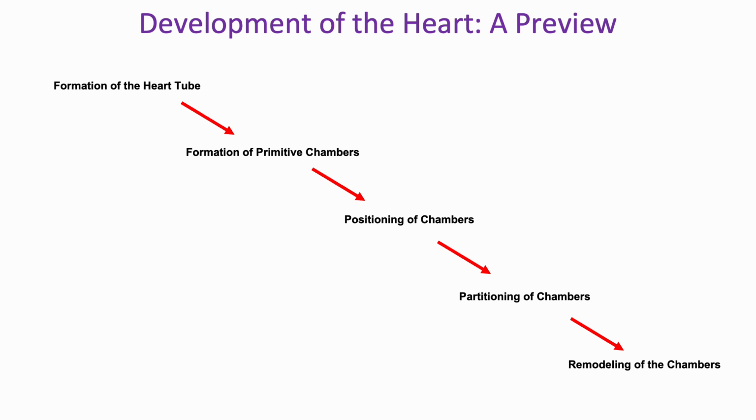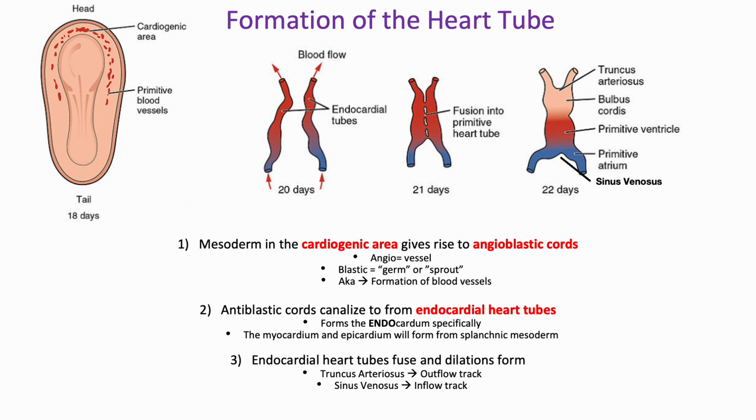And lastly, we're going to have remodeling of chambers. This is just going to be changes from the fetal stage into the embryonic stage, the embryonic stage into the neonate stage, which is going to allow for the blood flow transition from maternally derived to fetally derived. Okay.